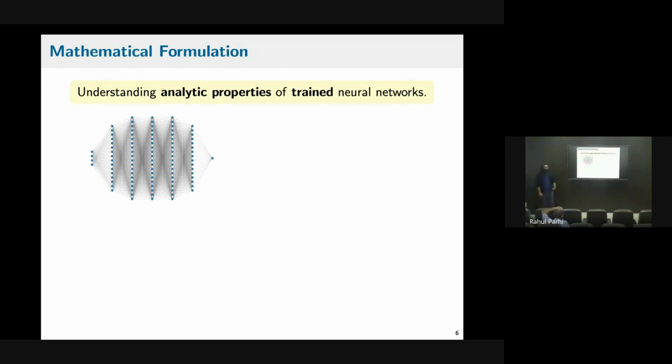Well, people use diagrams like this to depict them, but these are nothing more than functions. So they have some input x and then some output f theta of x. Okay, what is a neural network actually? Well, it's something that looks like this.